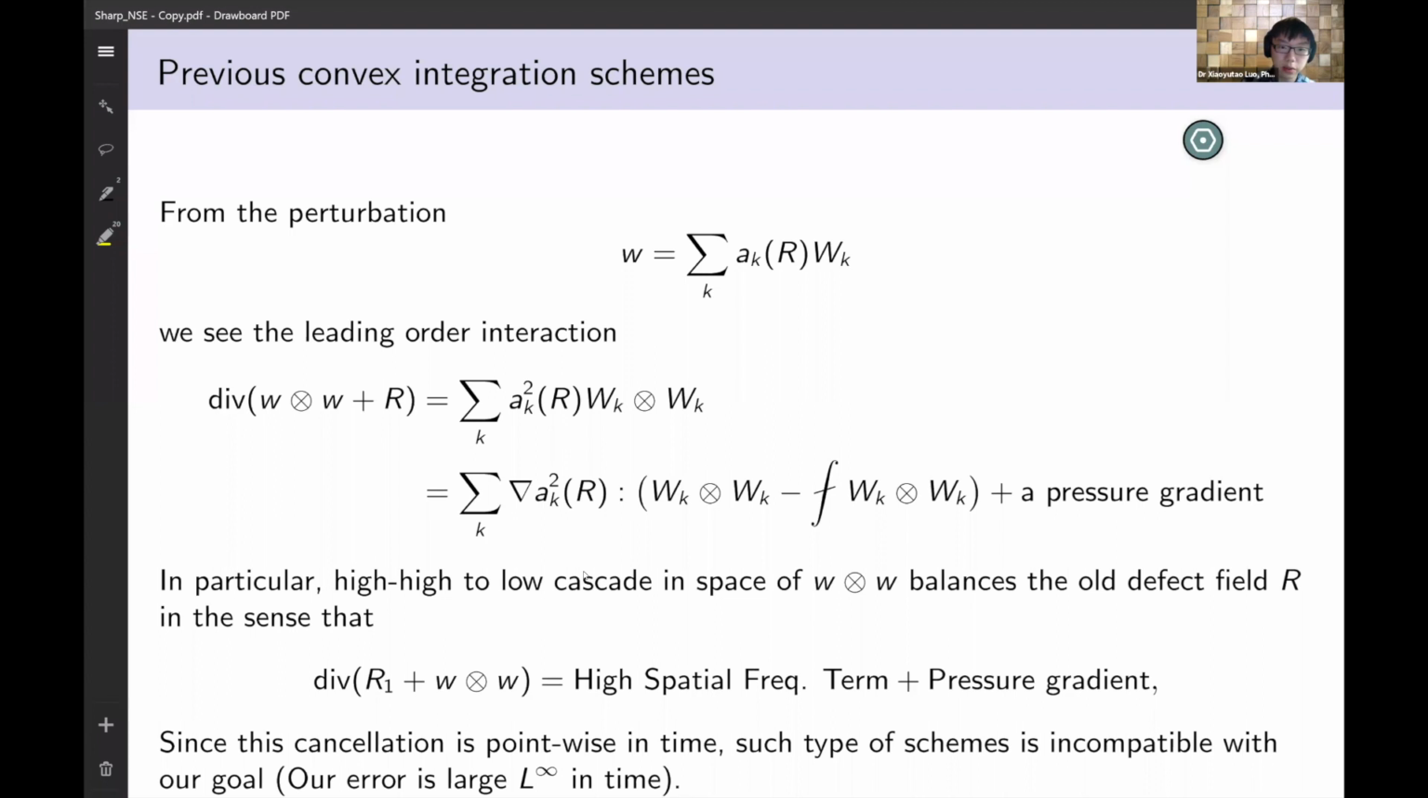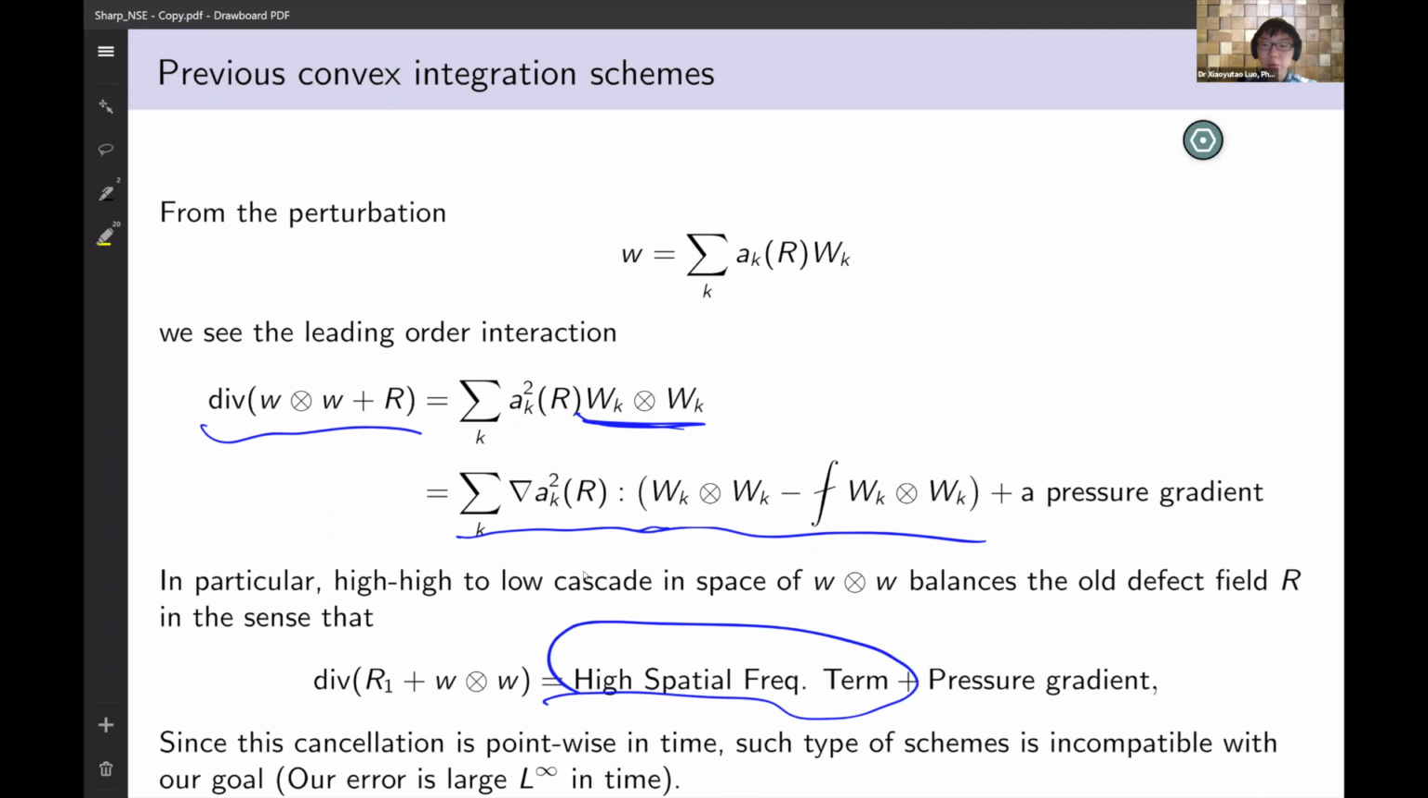So here is just some computation to confirm this ansatz. So the previous approach goes like this: you look at this leading order interaction, which is this high to low interaction here, and then after canceling the previous error, you have this term, which is high frequency in space, and then some pressure gradient, which is harmless because we don't impose estimates on the pressure. So this high to low cascade in space will balance the old stress error, but this is incompatible with our goal, with our step 1, because this cancellation is pointwise in time, and pointwise in time our concentrated stress error is huge. So we need something that's L1 in time.